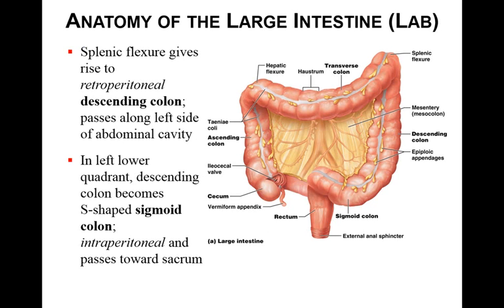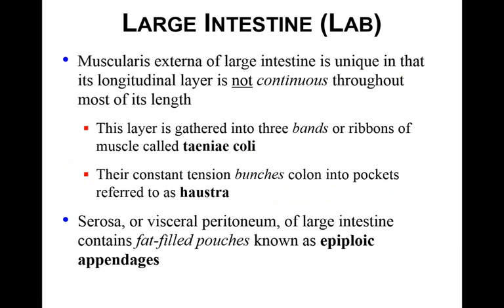The splenic flexure is going to give rise to the descending colon. It goes downward on the left side. And then in the left quadrant, you have the S-shaped sigmoid colon. And this is the last part of the colon, the 4th region there.